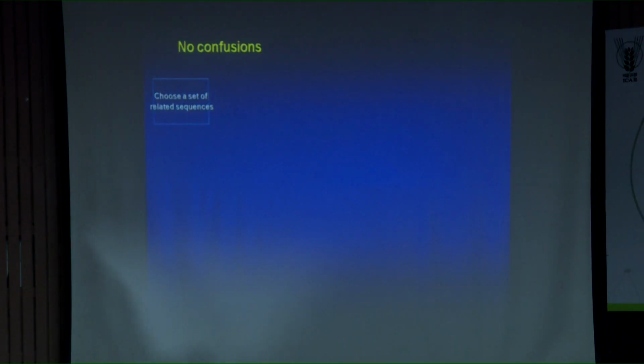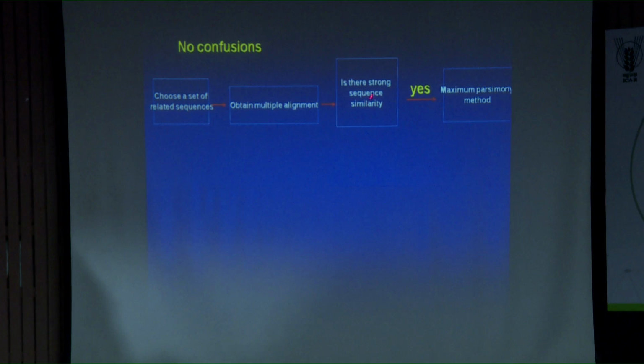Next. So, there should not be any confusion about this phylogenetic tree development. First you choose a set of related sequences, obtain a multiple alignment, and ask whether there is a strong sequence similarity. You ask yourself by looking at the data. If that is there, yes, say 95-98% similarity, then do a maximum parsimony tree and then do the bootstrap and develop the tree.